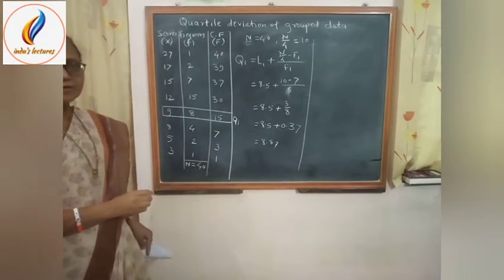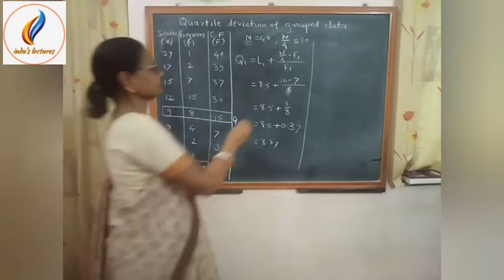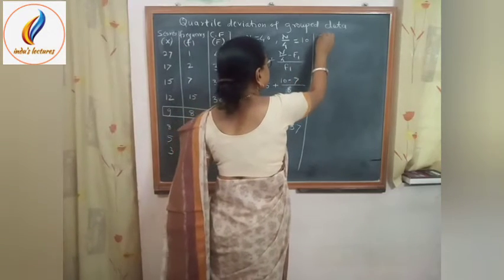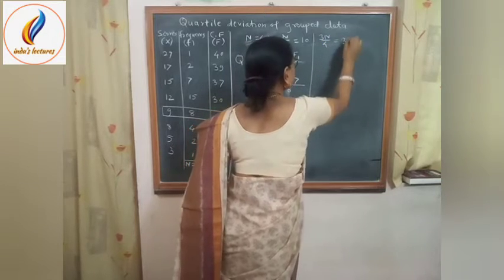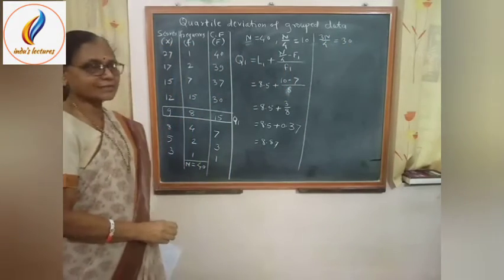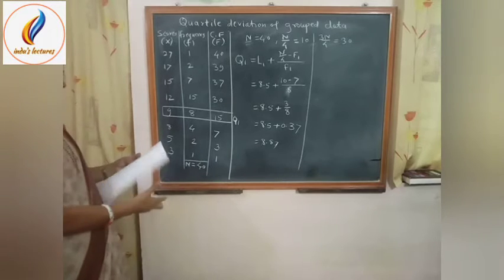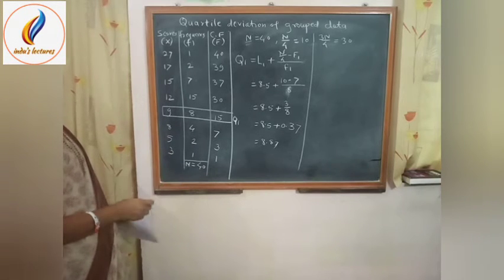Now we calculate the third quartile. So consider 3N by 4. 3N by 4 is equal to 30 because N is equal to 40. So 3N by 4 is equal to 30.